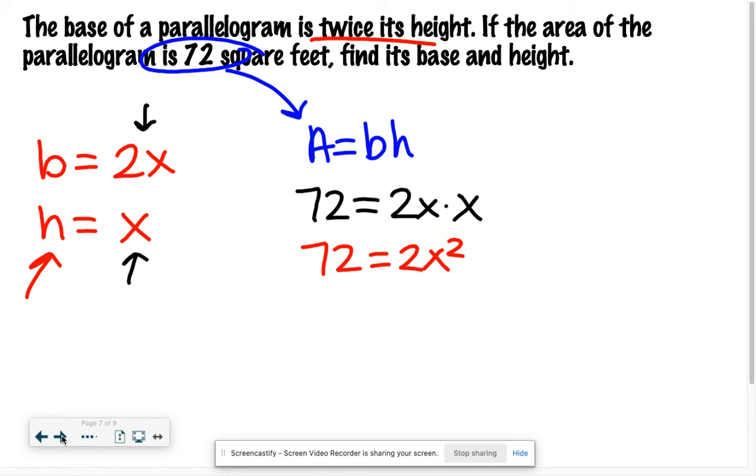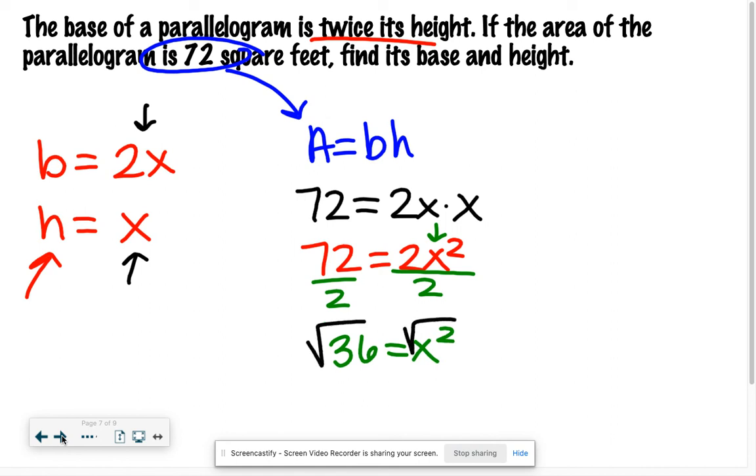Okay, remember in math, you're always just trying to isolate your variable. So I want to get x squared alone. How do you do that? Divide by 2 to both sides. 72 divided by 2 is 36. X squared, we love this. We're going to get a nice whole number. Take the square root, x equals 6.